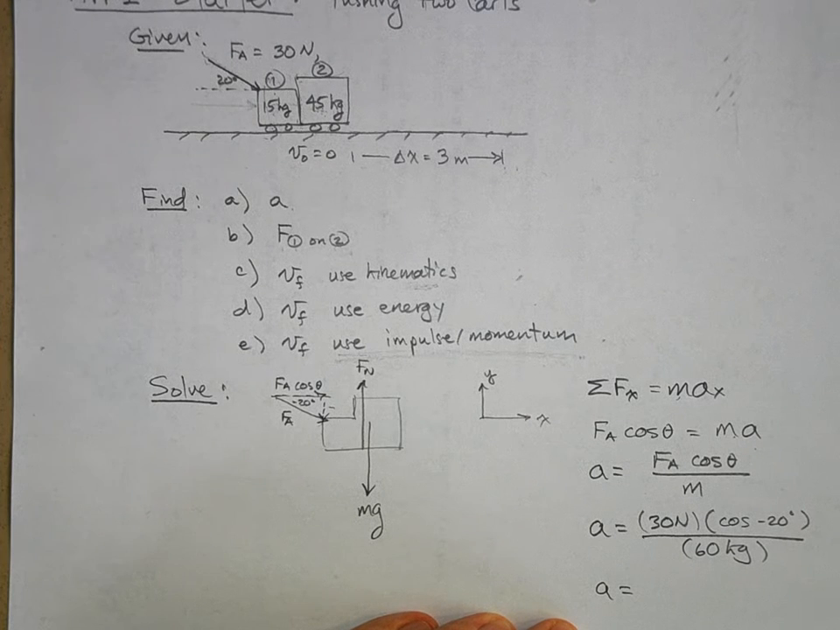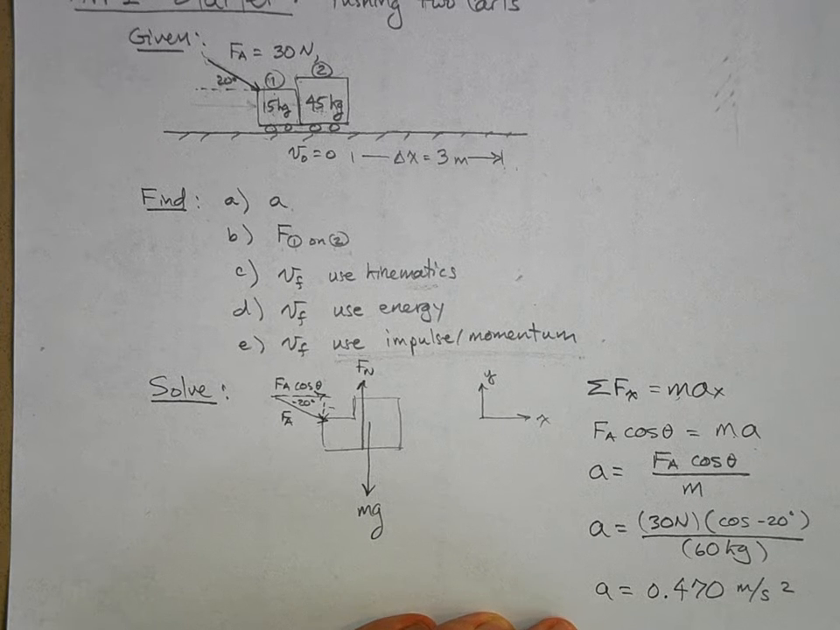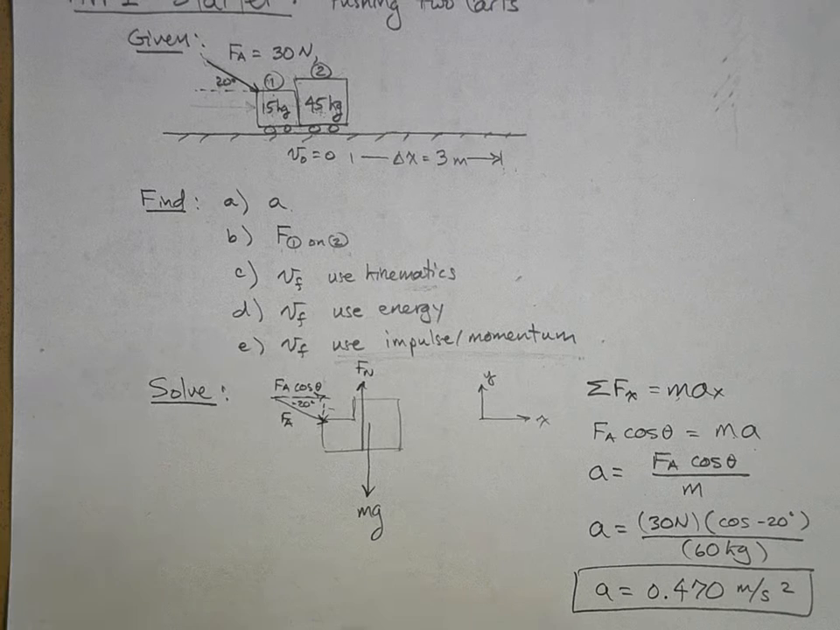And so the acceleration of my system here is 30 times the cosine of, and I am in degrees, negative 20, divided by 60. And I get 0.470 meters per second squared. Is that what you guys got? Okay, good. So yeah, we got the first part.